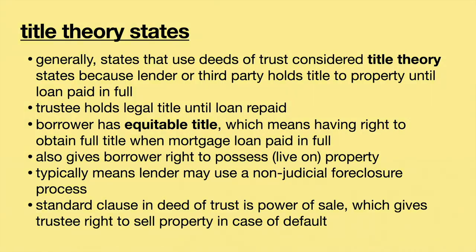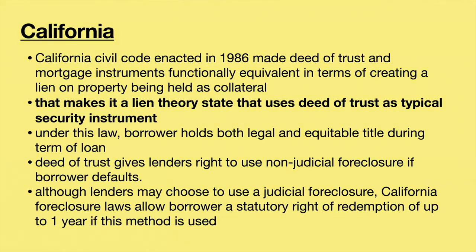A standard clause in the deed of trust is the power of sale, which gives the trustee the right to sell the property in case of default. California Civil Code, enacted in 1986, made the deed of trust and the mortgage instruments functionally equivalent in terms of creating a lien on the property being held as collateral. That makes it a lien theory state that uses the deed of trust as the typical security instrument.